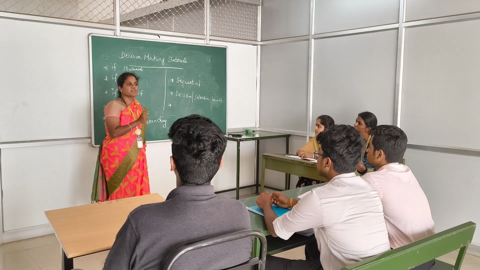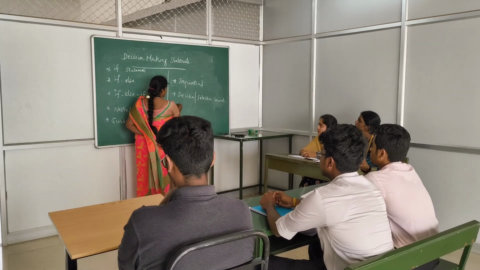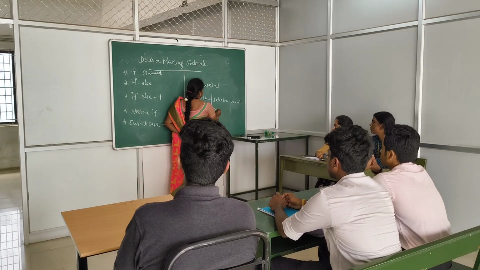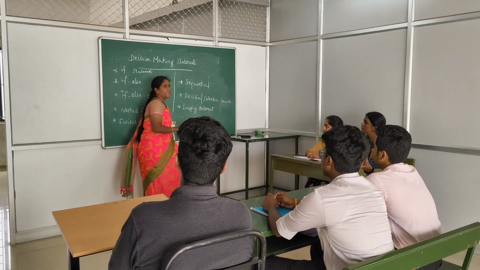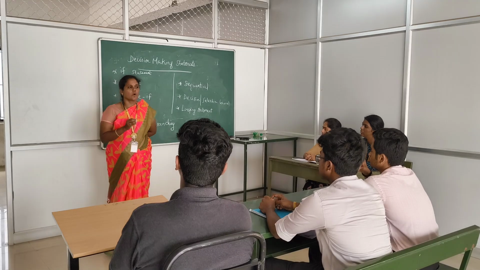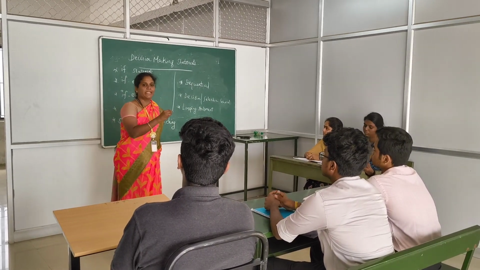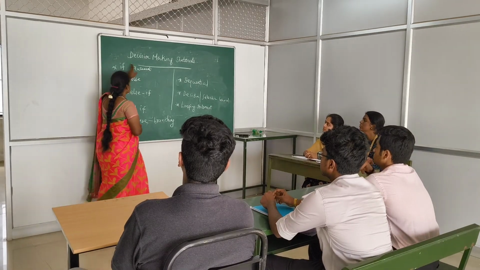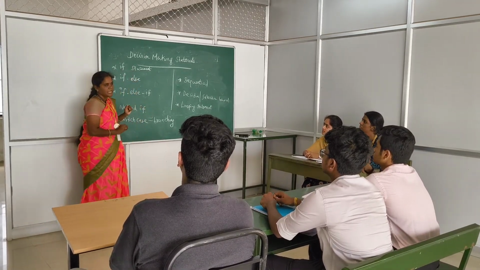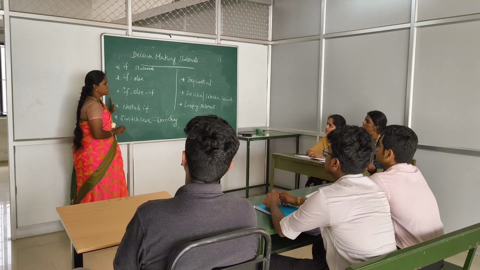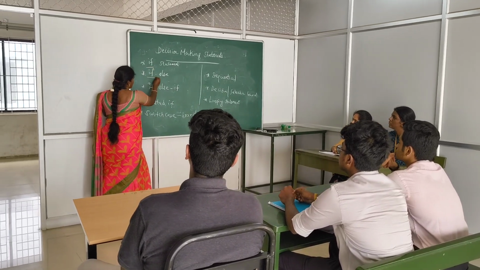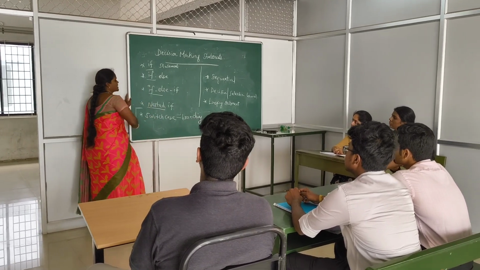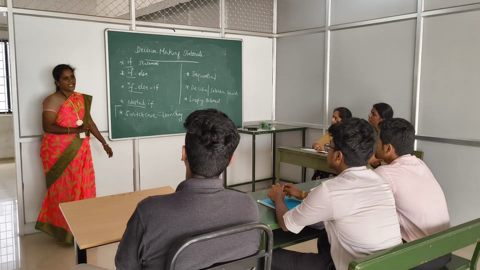In that kind of situation, we can use looping statements. A looping statement has a starting point and an ending condition. Until the condition is satisfied, the particular code will get executed. In this particular session, we are going to discuss decision making statements. Under decision making statements, these are the statements: if statement, if else if, and nested if. Finally, the branching statement also comes under this category: switch case.